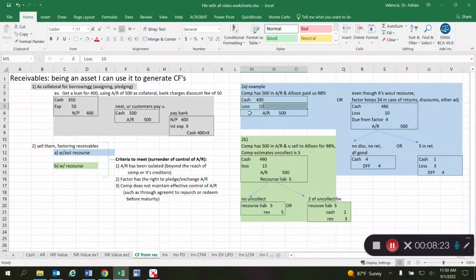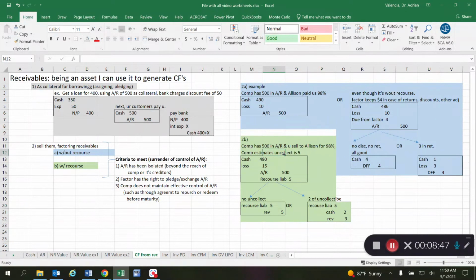And since this is a sale of receivables, then we remove the accounts receivable from the books. And that's it. And the transaction ends here. You don't have to do anything else because you sold these receivables without recourse. The collectability or the risk of loss is now assumed by the factor, or in this case, Allison. Okay?